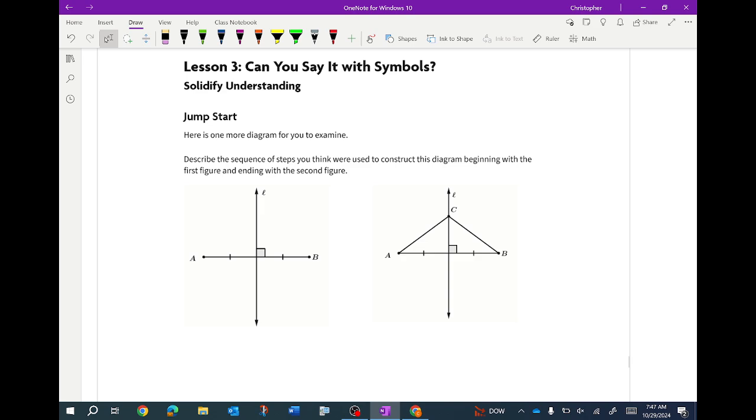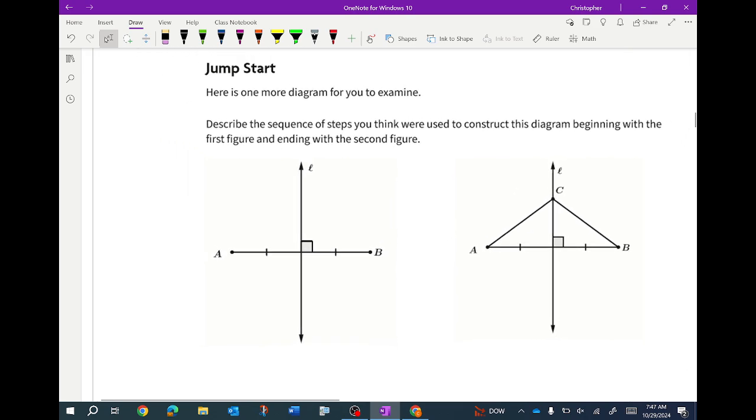Okay, so for the first figure, what we have here is obviously a perpendicular bisector. We know it's perpendicular because of the right angle, and we know it's a bisector because of the tick marks here and here. So we know that AB gets split in half. The only thing I'm going to do is add a name for our point in the middle. Let's call it point M for midpoint.